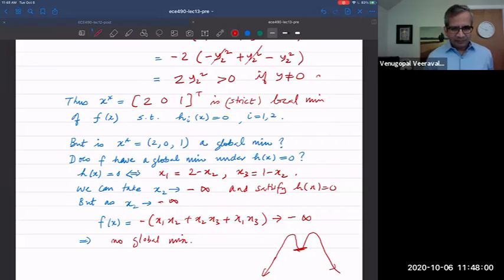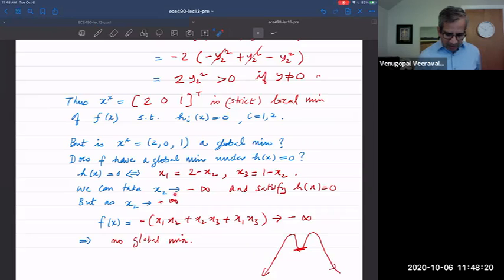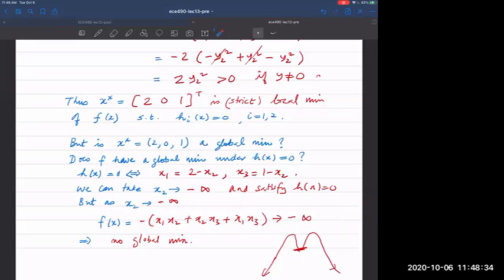I have a question. Could you repeat why f(x) goes to negative infinity? If I plug in h(x) equal to 0, basically x1 equal to 2 minus x2, x3 equal to 1 minus x2, into f(x), then if I take x2 to minus infinity, x1 is going to plus infinity, x3 is going to plus infinity, and x1 times x3 is going to plus infinity. But if I plug them in, some elements cancel out, and inside the parentheses it gives me minus x2 squared plus 2.